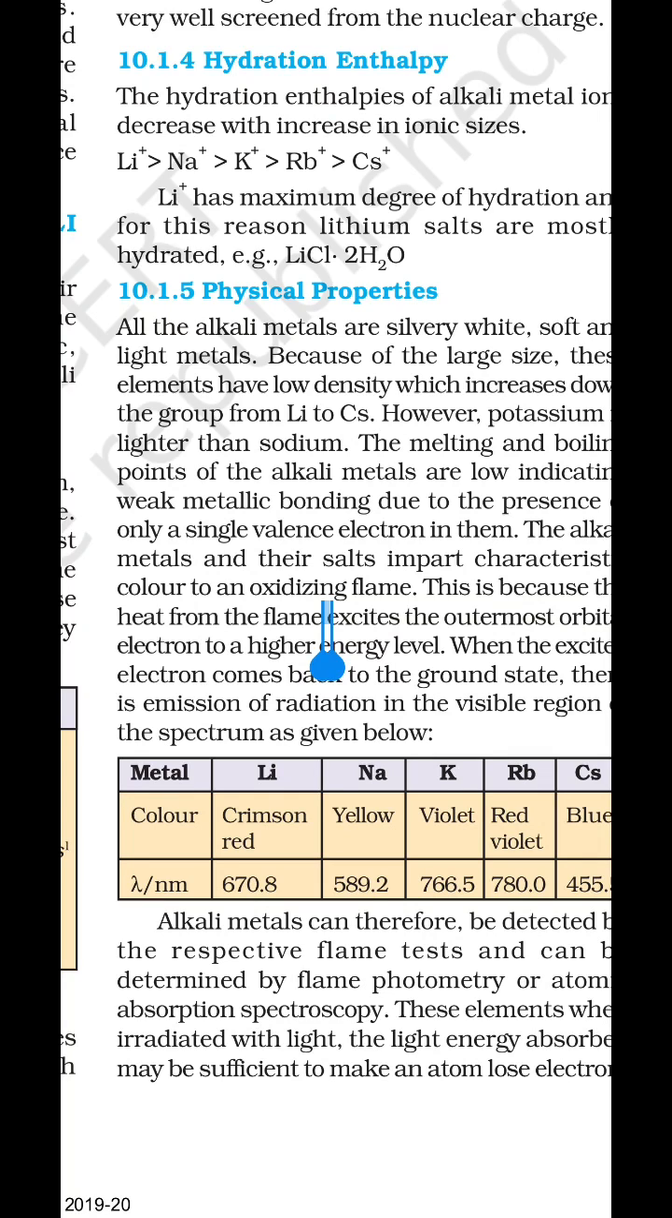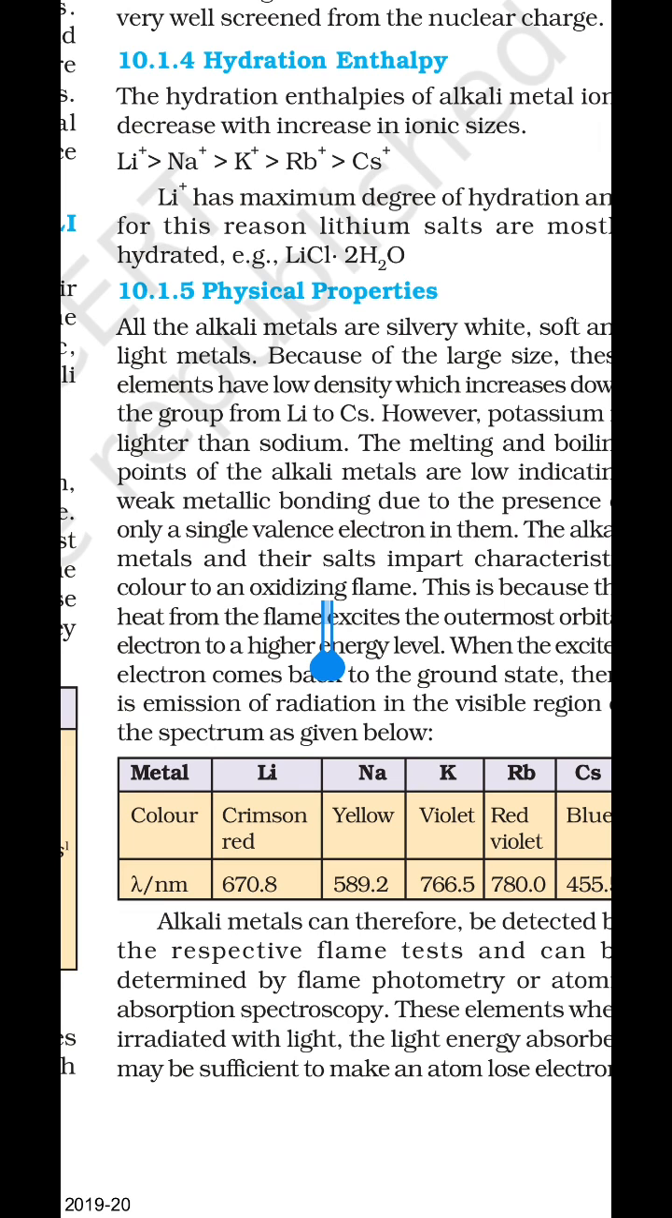We already know that in the periodic table alkali metals are present on the left hand side, and they are the first group. As we move from the first group to the 18th group in a period, the size will decrease. So alkali metals have maximum size, so they are soft. Potassium is lighter than sodium. The melting points of alkali metals are low, indicating weak metallic bonds.